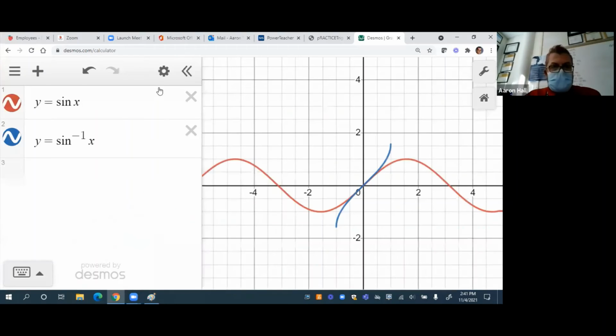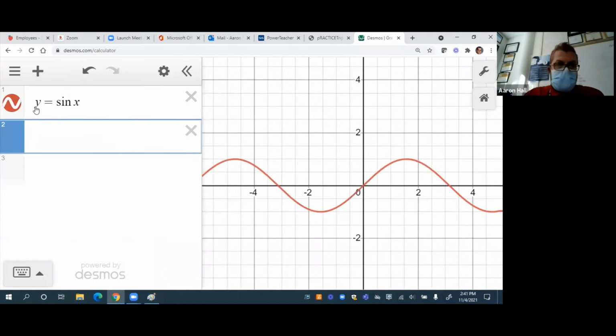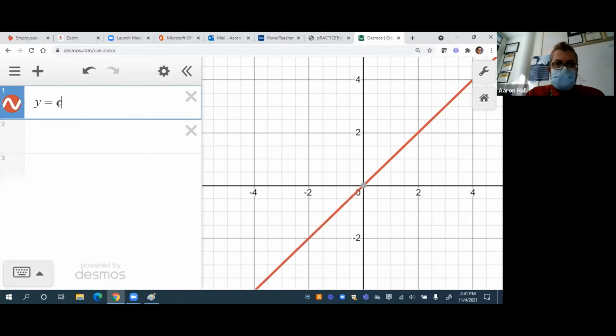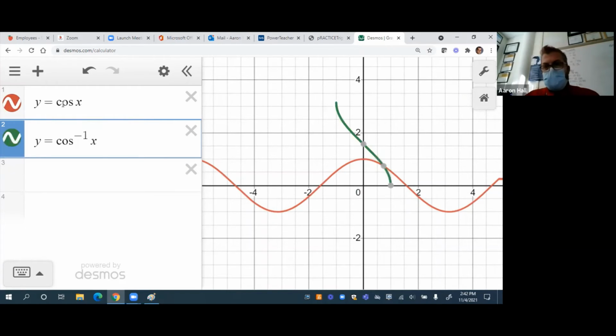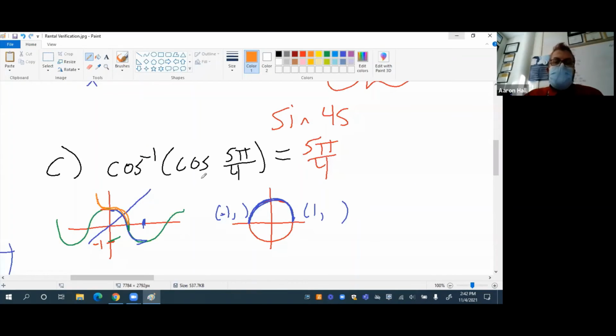All right, well, I guess we can go to Desmos. So we have cosine of x and compare that to the inverse of x. Yeah, that's that piece there. All right, so what quadrant am I in for here? I'm in the third quadrant.